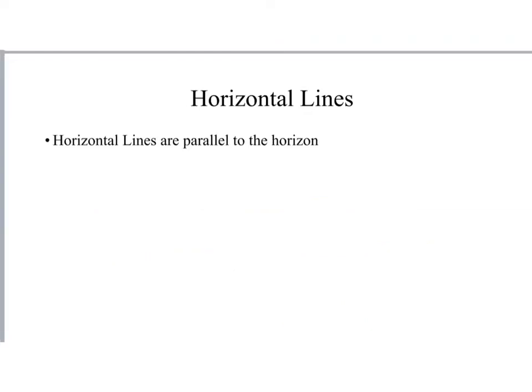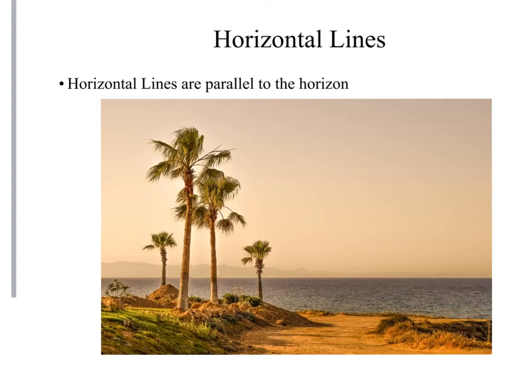Now we have two more bonus terms to discuss in this video. One of them is horizontal lines. So horizontal lines are lines that are parallel to the horizon, or sometimes we describe them as lines that are parallel to level ground. To help us visualize this a little bit better, let's bring in a picture. So here's a nice picture of a beach with a very visible horizon off in the distance. So any line that is horizontal will be parallel to this line of the horizon.